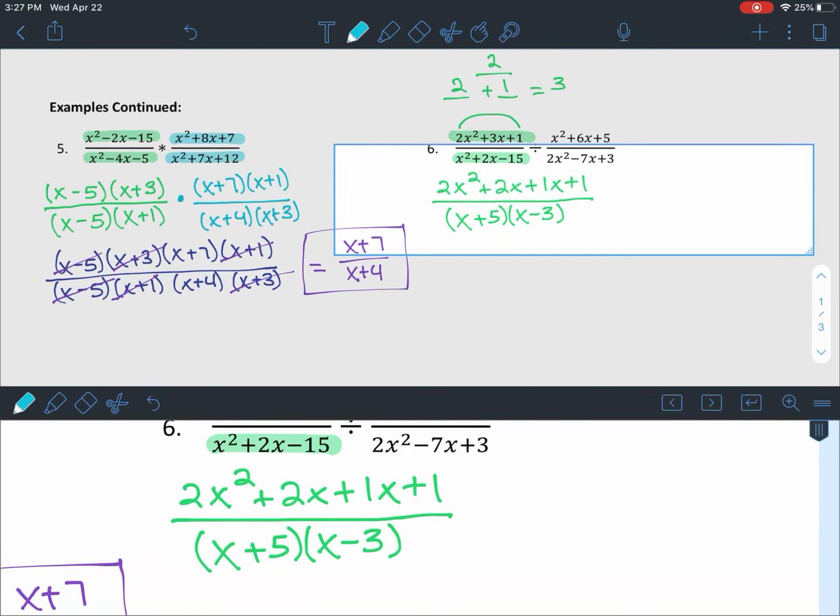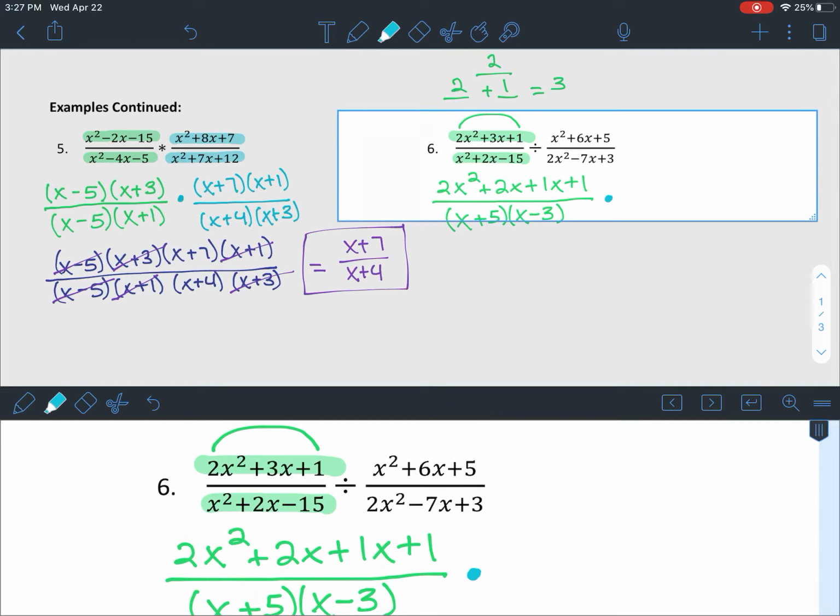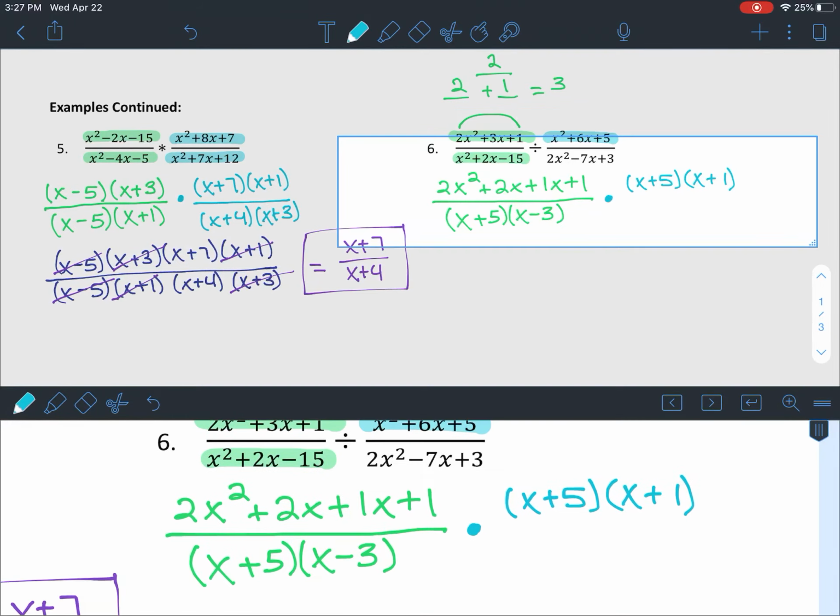And if you can't do them as fast as I can, that's okay. I've been doing this for a long time, so I kind of got the hang of it by now. Now we're going to look at our next set. So we're going to factor the top and factor the bottom of this one. So on the top, we're going to end up with x plus 5 and x plus 1.